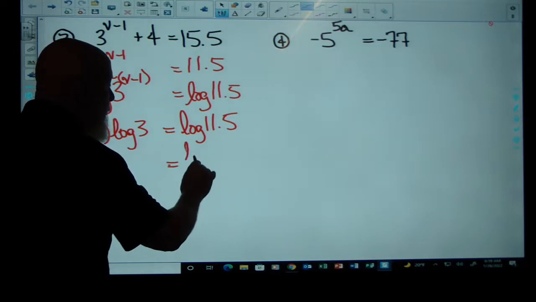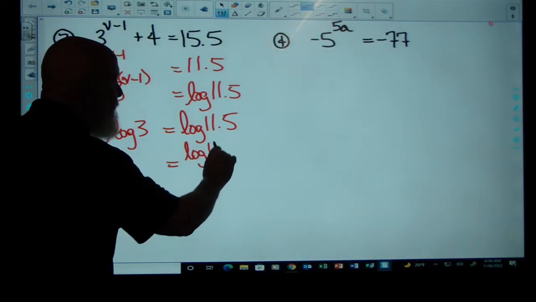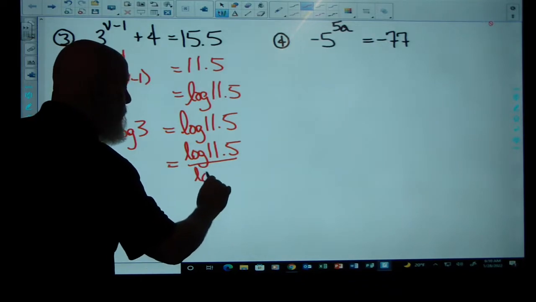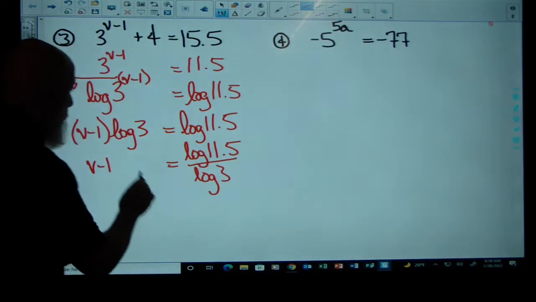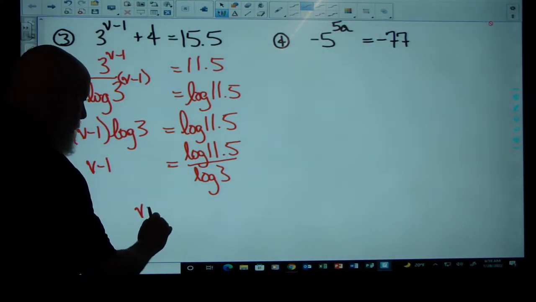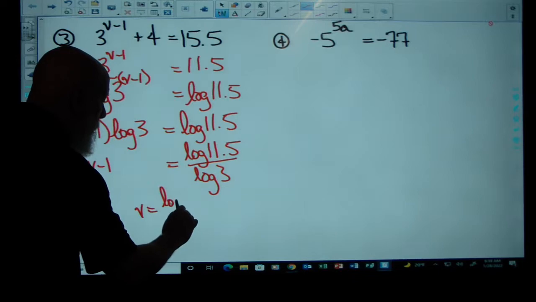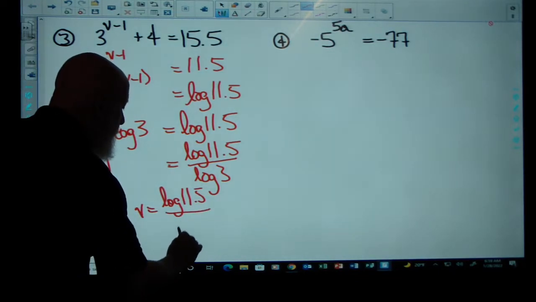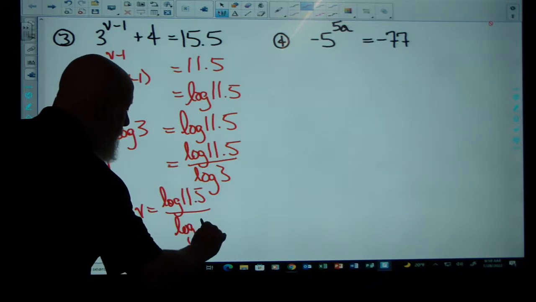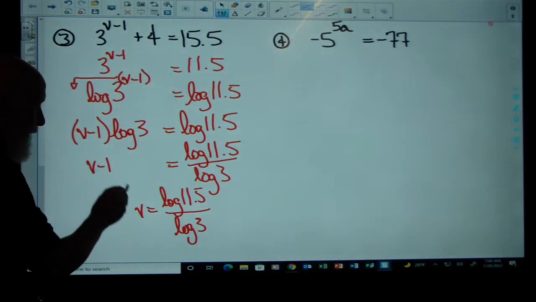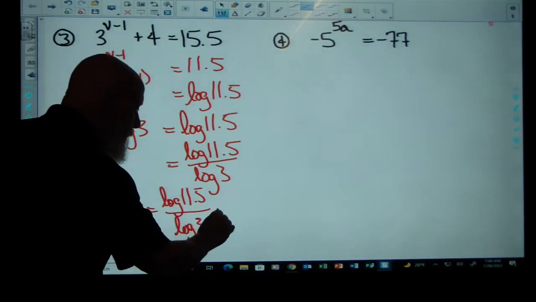Over on this side, it'll yield log 11.5 divided by log 3. I've just divided both sides of this equation by log 3. Now all I have to do is add 1. V is equal to log 11.5 divided by log 3. And I'm getting rid of a negative 1 by adding 1 to both sides. I added 1 to this side, v is all by itself. I add 1 to this side.